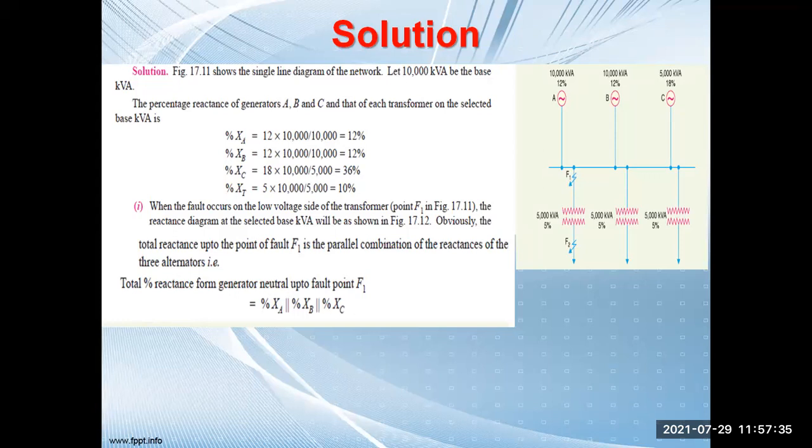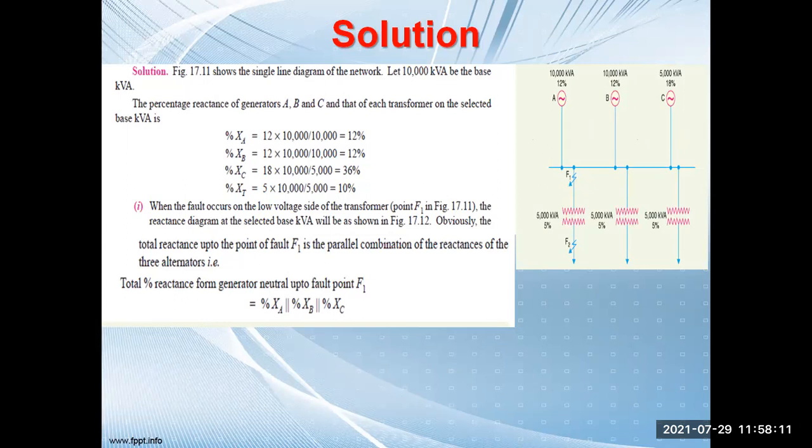So first of all, you have to choose a base kVA. Let us say 10,000 kVA is the base, and corresponding to that base, you need to convert all these reactances into a common base. That is your first task. After that, for the first case, where the fault has occurred here, there are three reactances connected in parallel. So you are supposed to calculate the equivalent reactance, that is, the parallel combination of those three.